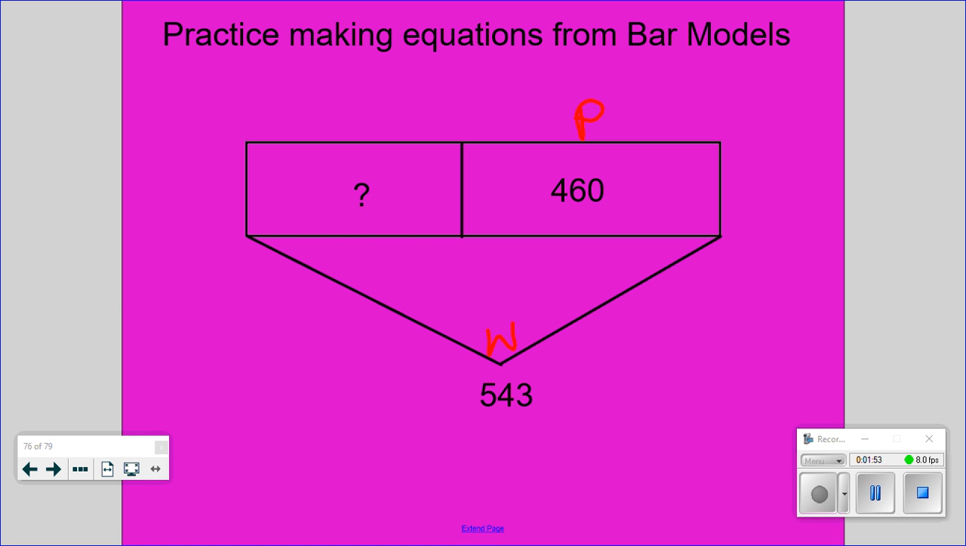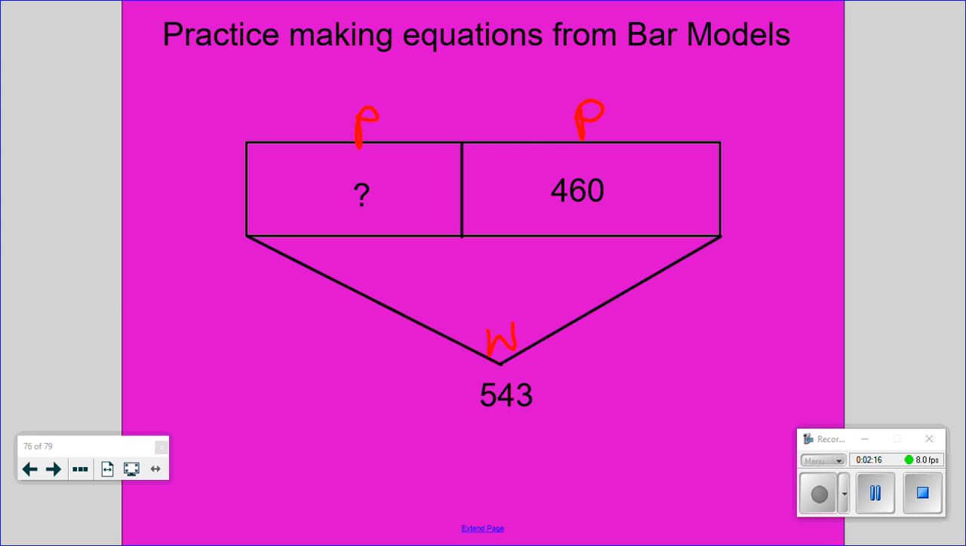Adria, what's my other part? The question mark. All right, now that we have successfully labeled my parts and my whole, what kind of equation can I make with that? We got a couple of different options. Dominic?